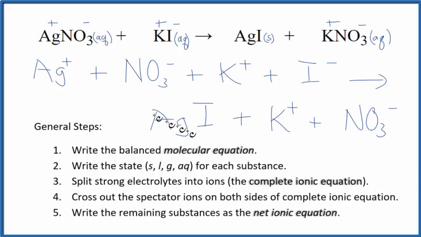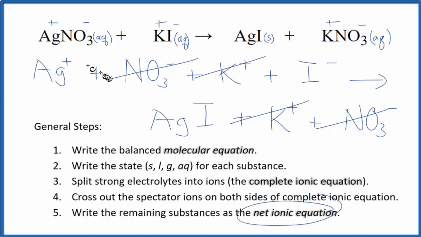So these spectator ions, they appear on both sides, in the reactants and the products. In essence, they don't change, so we're not interested in them. As I look, I see I have a nitrate ion in the reactants and in the products. So I'm going to cross that out. Same for the potassium ion. Here it is in the reactants and here it is in the products. But everything else is unique. So that leaves us with our net ionic equation.